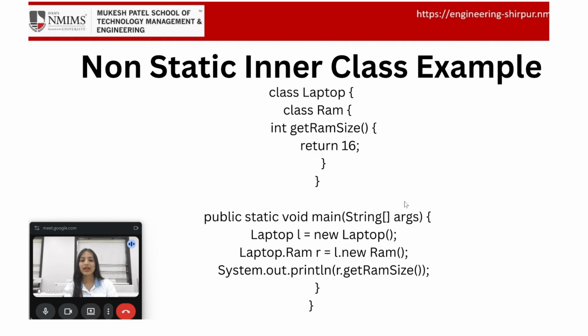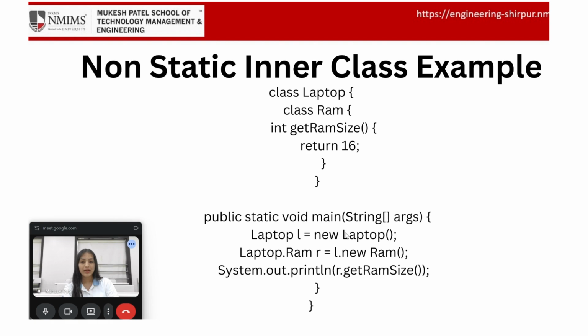In this example again we have a laptop class and inside it we define a RAM inner class. The RAM class contains a method getRAMSize, which returns the RAM size. To create an object of this class, we first create an object of the outer class.